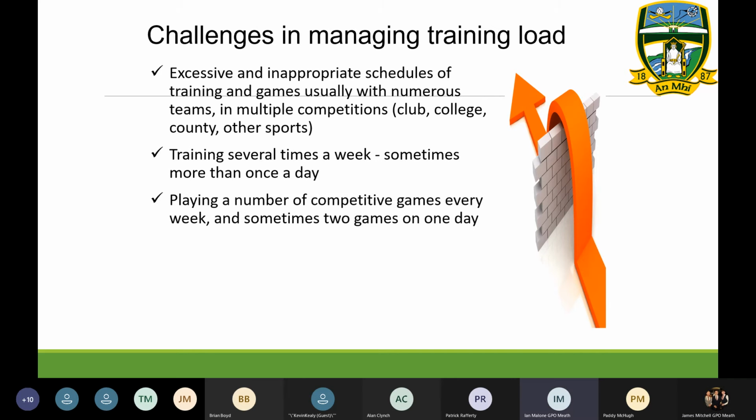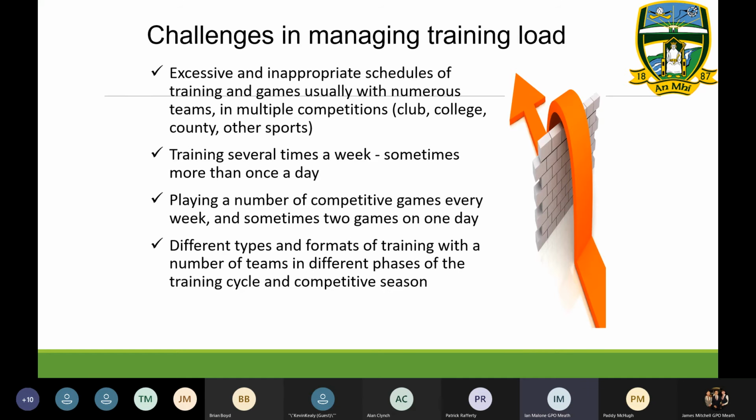Third point here is playing a number of competitive games every week, and sometimes 2 games in one day, which is what I mentioned earlier. Similarly, you could have a school game during the day on a Thursday, and then that evening you might have a game for your club as well.